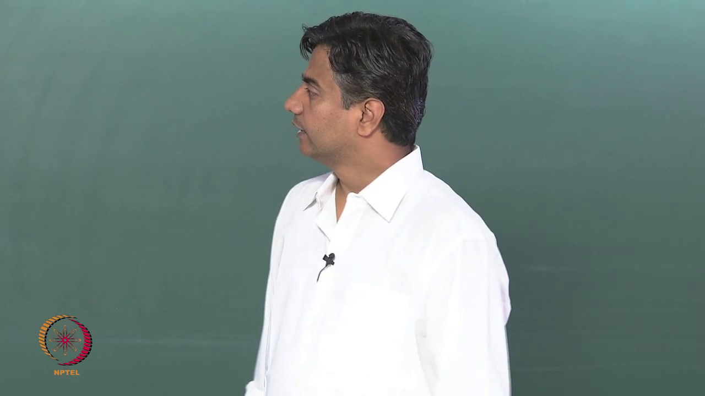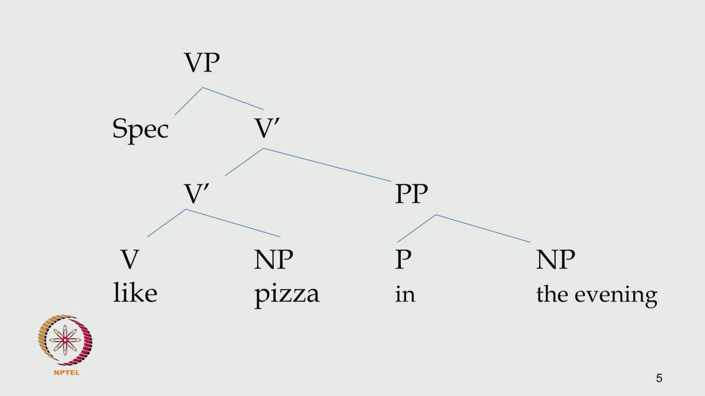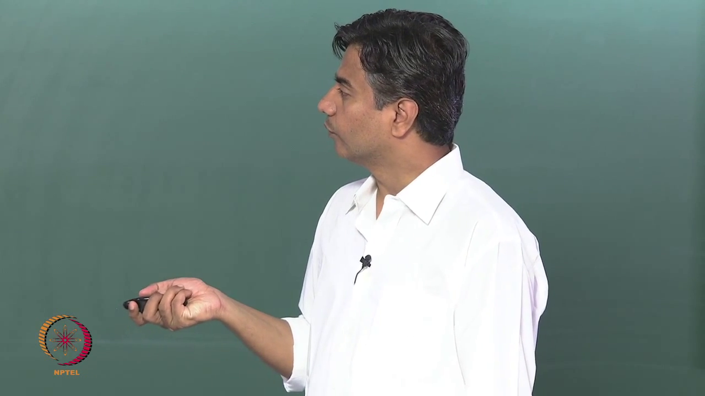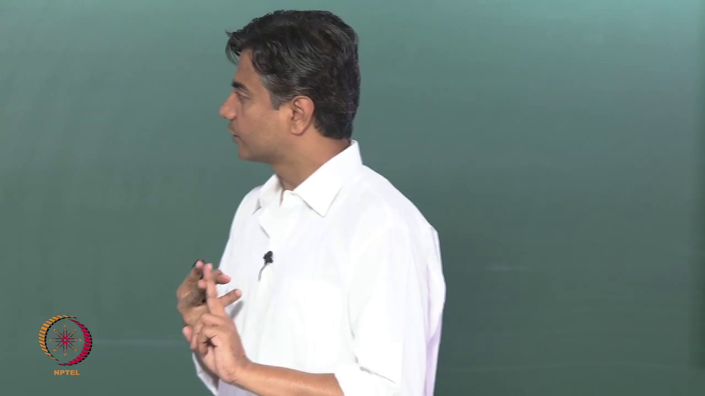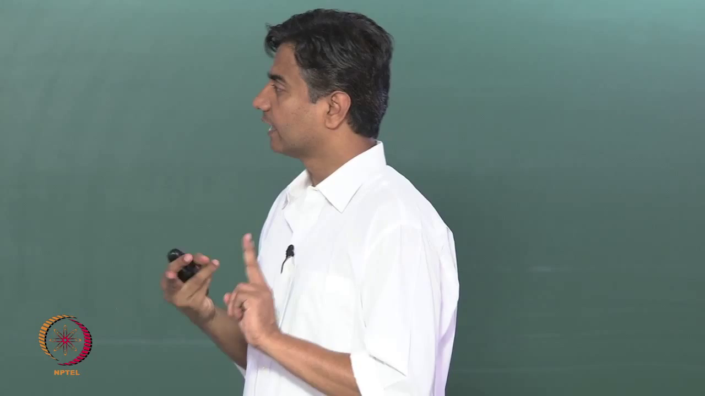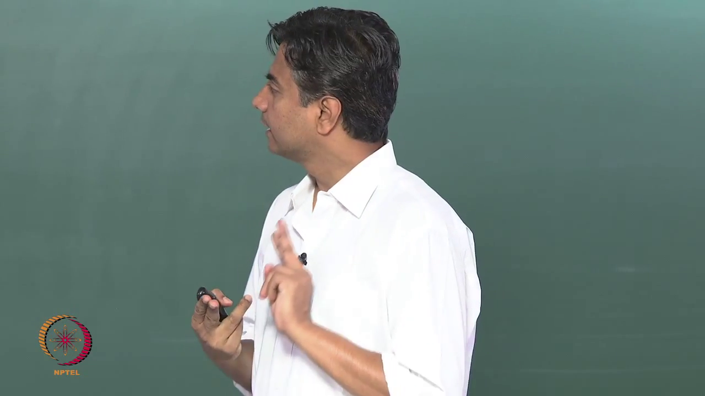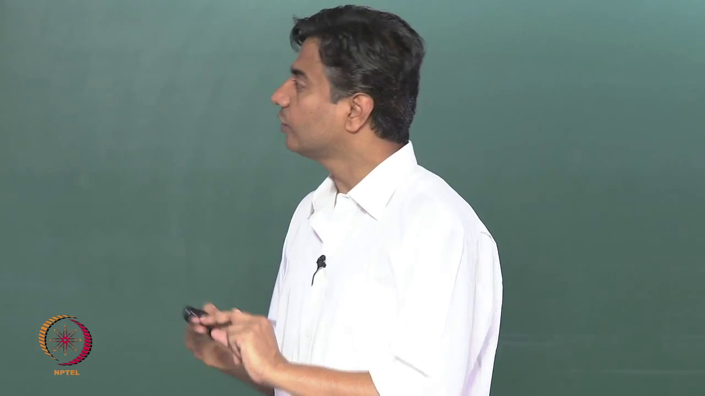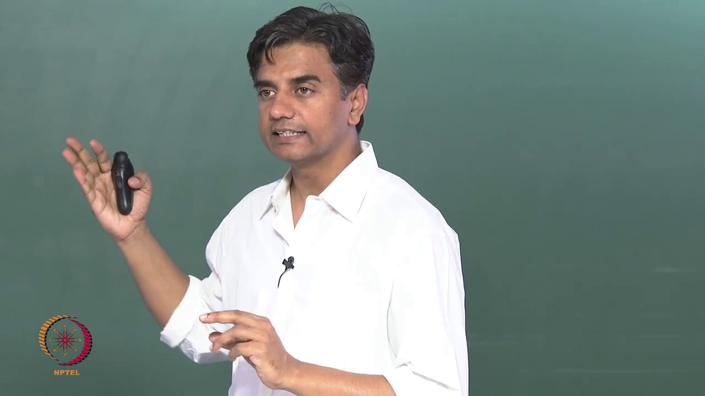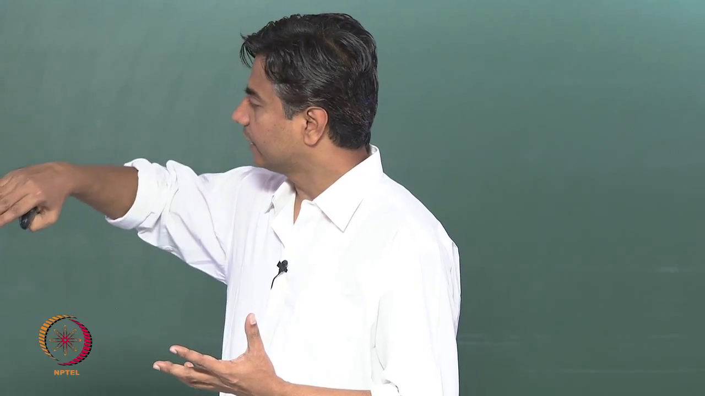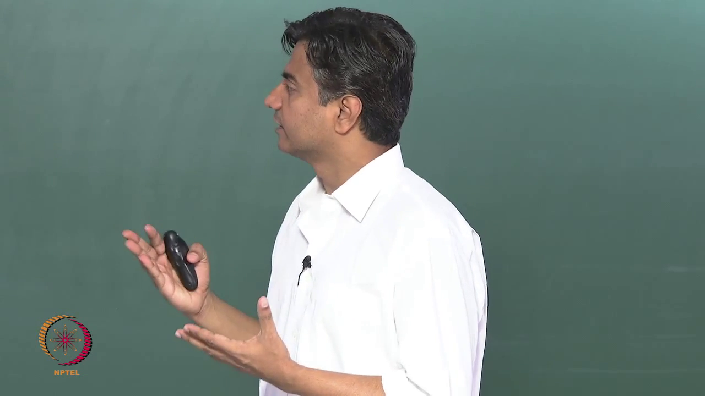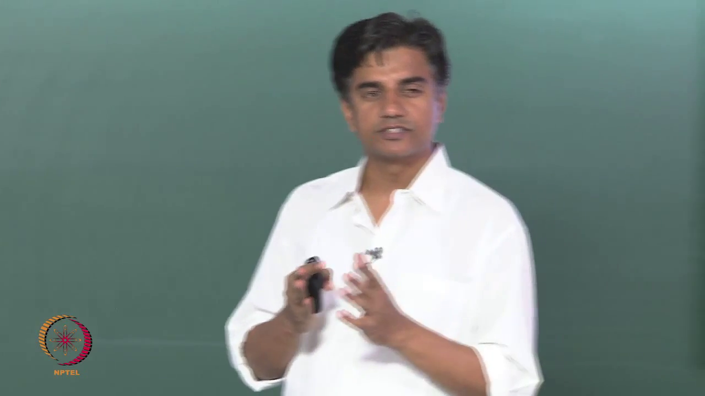Okay. Now, we looked at the structure of VP yesterday. We didn't have questions so far. Right? Was good? Okay. Here again, we have two things to keep in mind. The NP pizza is the complement of the verb like, and the PP, that is in the evening, is an adjunct to the whole V bar, that is, adjunct of the verb. And therefore, it is simply adjoined, where the space comes through V bar.